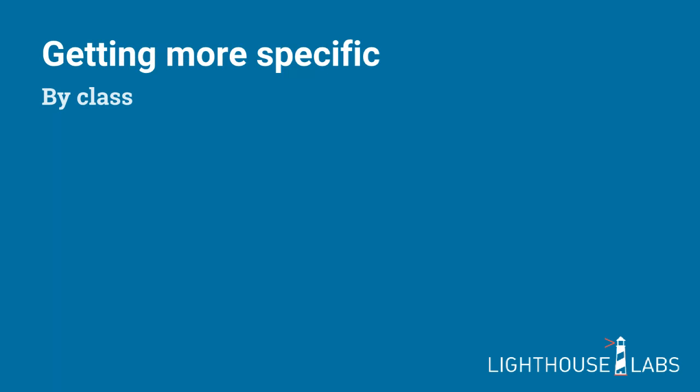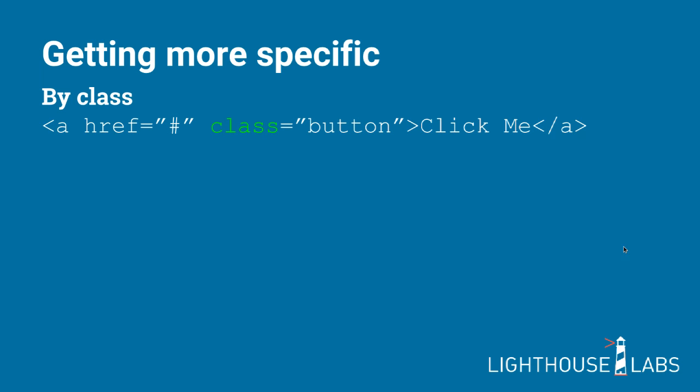So, more specific. Now, when we're talking about class, we're talking about that class attribute, right? So now we're kind of going back to HTML. Here we have the class. We've declared this element a button type. We classified it as a button, I suppose. And we referenced this particular class in CSS with this period.